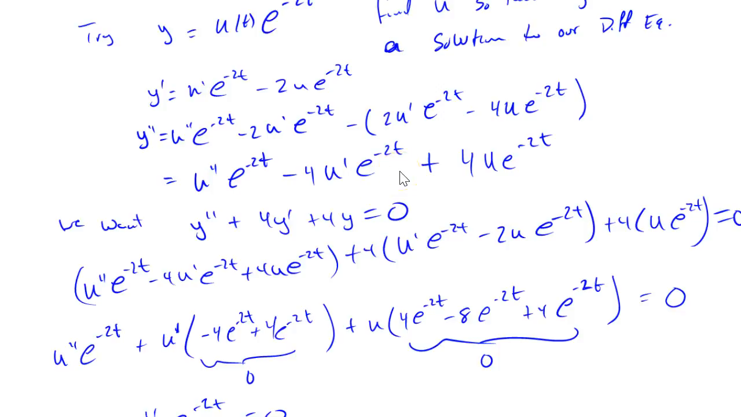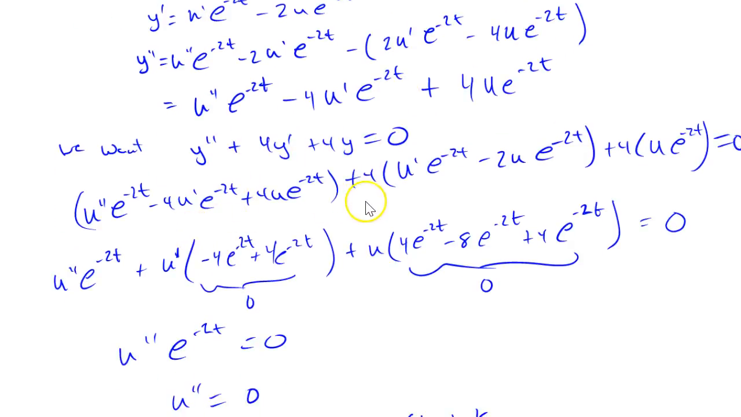So now plugging stuff in for y, y', and y'', we get y'' + 4y' + 4y, which is supposed to equal 0. Gathering some like terms: stuff with u'' in it, there's only this one right here. Stuff with u', there's one u' right there. Sorry, u'', and u', u'. Anyway, we get to there.